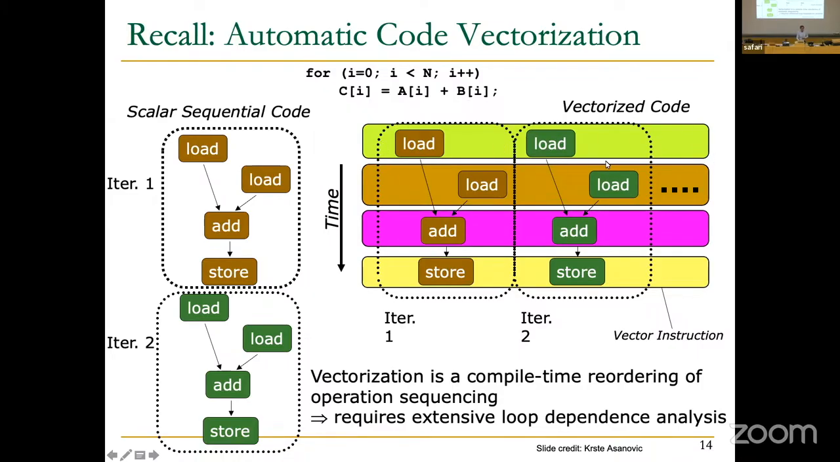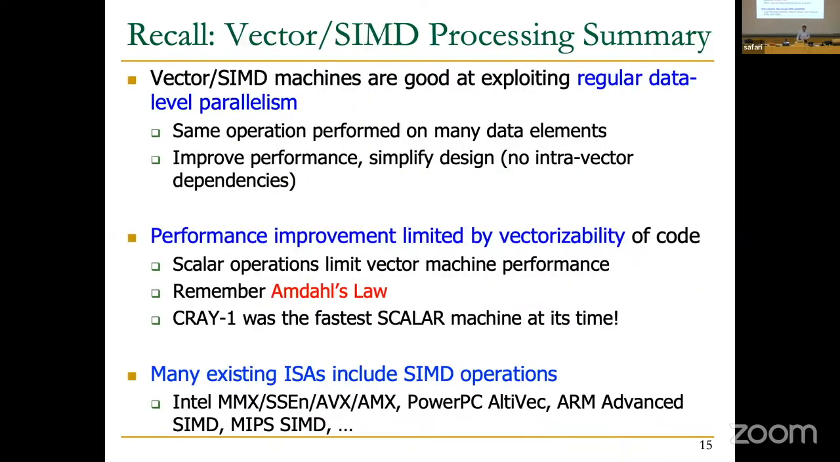This green instruction is a vector load. This brown instruction is another vector load. This pink instruction is a vector add. This yellow instruction is a vector store. And you're doing 32 iterations in parallel using vector instructions. So it's beautiful. Okay, just to summarize, we've also discussed this. This is very good at exploiting regular data parallelism. And performance improvement, unfortunately, is limited by the vectorizability of code.